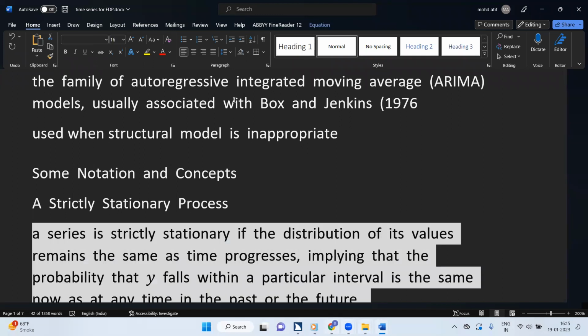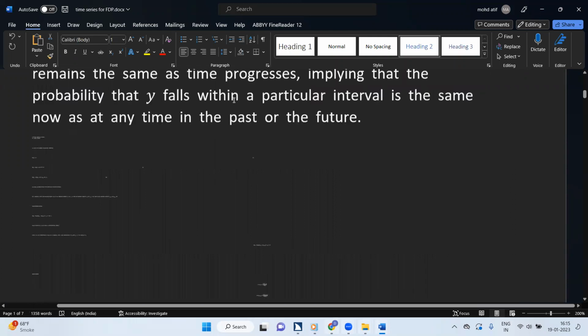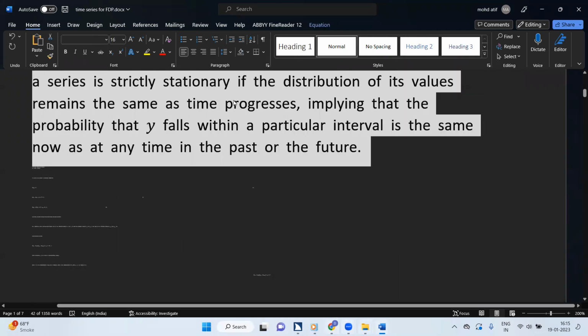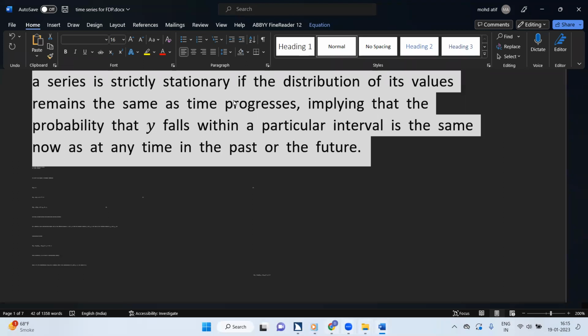If the distribution does not change over time, means its mean, its variance, its skewness, its kurtosis, then even the higher order moments, fifth moment, sixth moment, means all the moments, all the characteristics of a series, if they remain constant over time, then we describe them as strictly stationary. It is difficult to find out series which are strictly stationary. So for practical purposes, we are comfortable with weakly stationary processes.